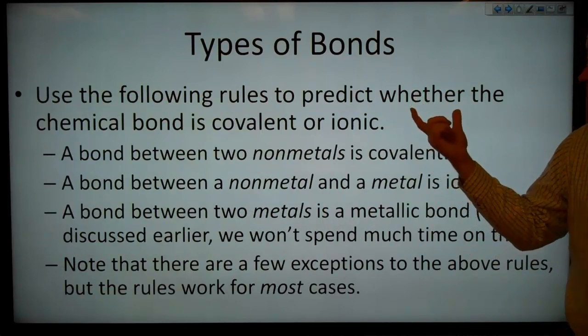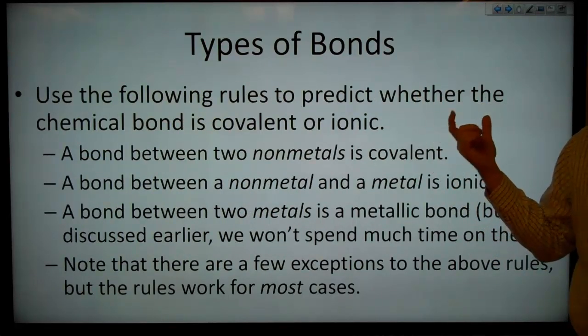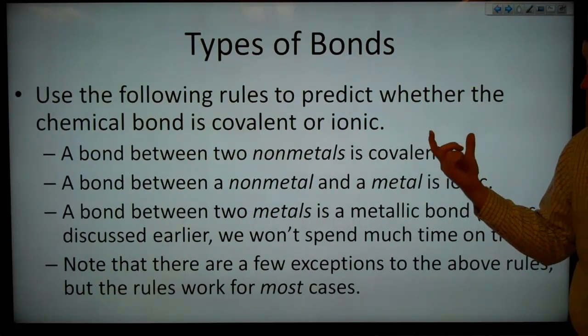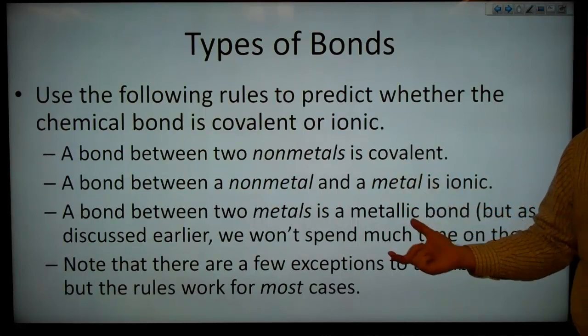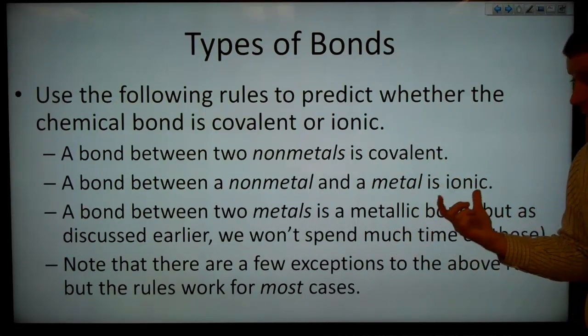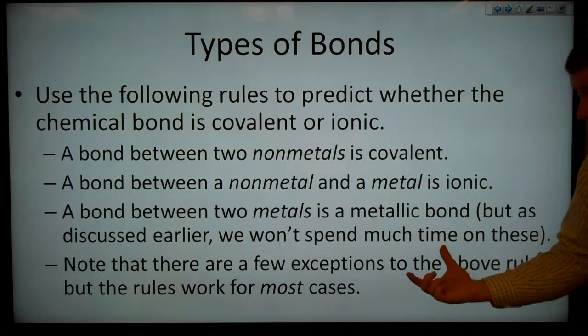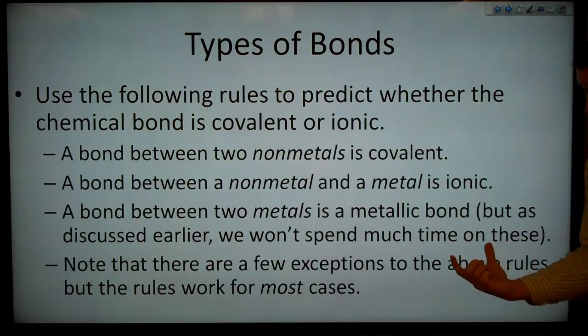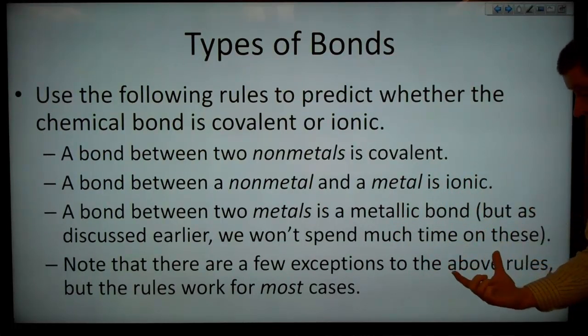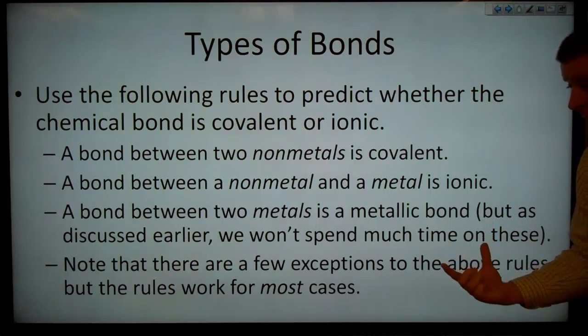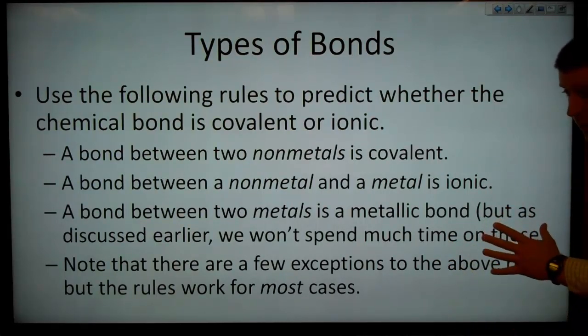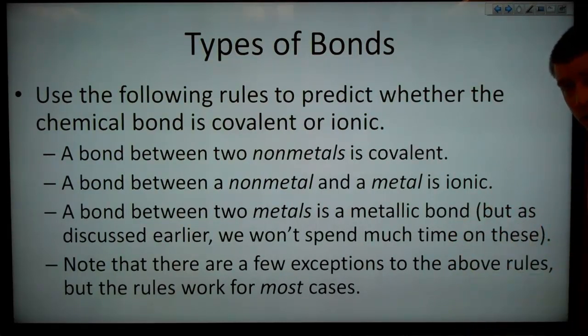Let's use the following rules to predict whether the chemical bond is covalent or ionic. A bond between 2 nonmetals is covalent. A bond between a nonmetal and a metal is ionic. A bond between 2 metals is a metallic bond, but as we've discussed earlier, we won't spend much time talking about these. I know that there are a few exceptions to the above rules, but these rules work in most cases.